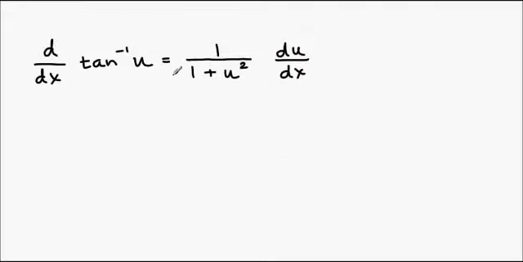Next up, derivative of arctan is 1 divided by 1 plus u squared times du dx. This one you should definitely memorize. This is probably the most important of your inverse trigonometric derivatives.